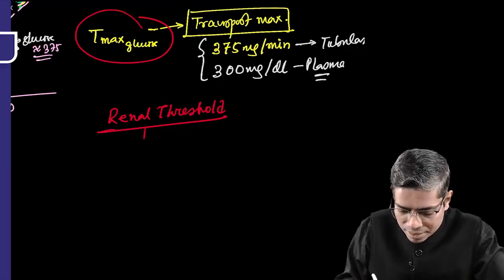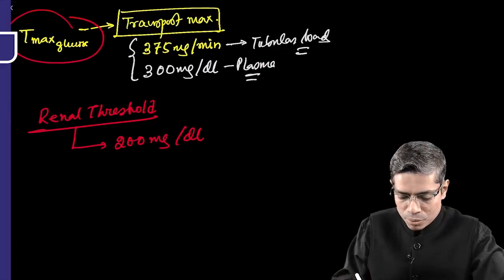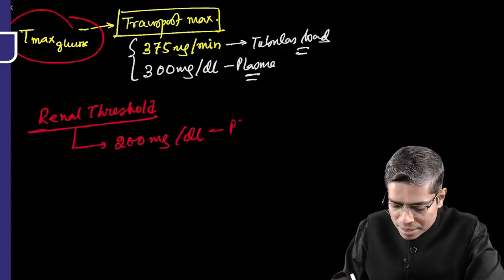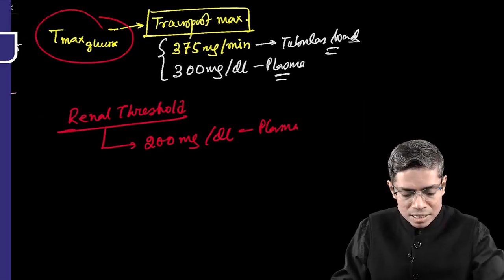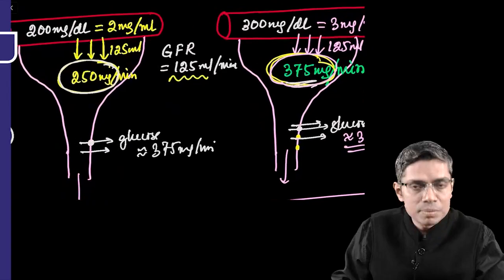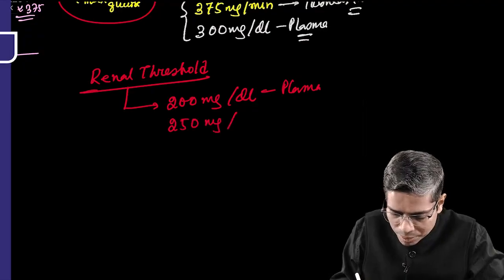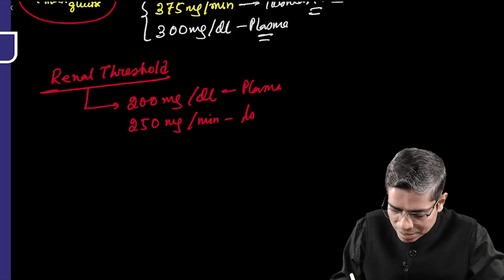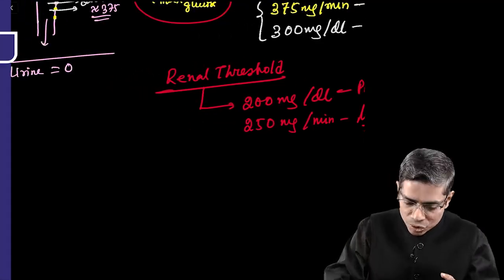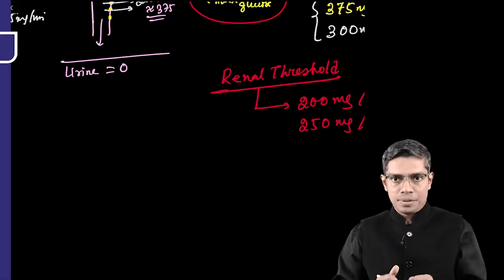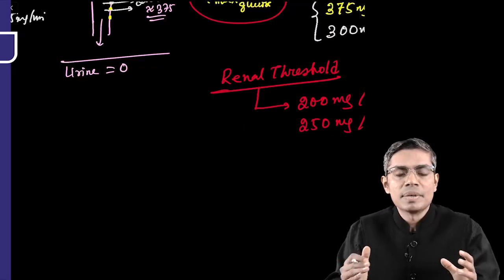And what is that? Renal threshold is 200 milligram per dl of glucose in respect to what? Whenever you are saying 200 milligram per dl, this is the plasma glucose, and if you express it in respect to tubular load, so 200 milligram of plasma glucose means what will be the tubular load? 250. So if you express in terms of tubular load, this is 250 milligram per minute. Getting my point? So the renal threshold concept is saying that the actual transport capacity of proximal tubules is how much? 250 milligram in 1 minute, not more than that.